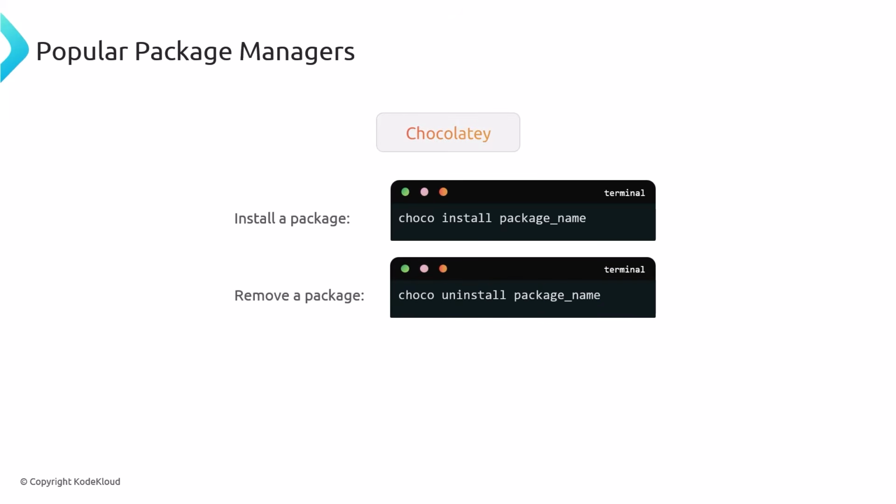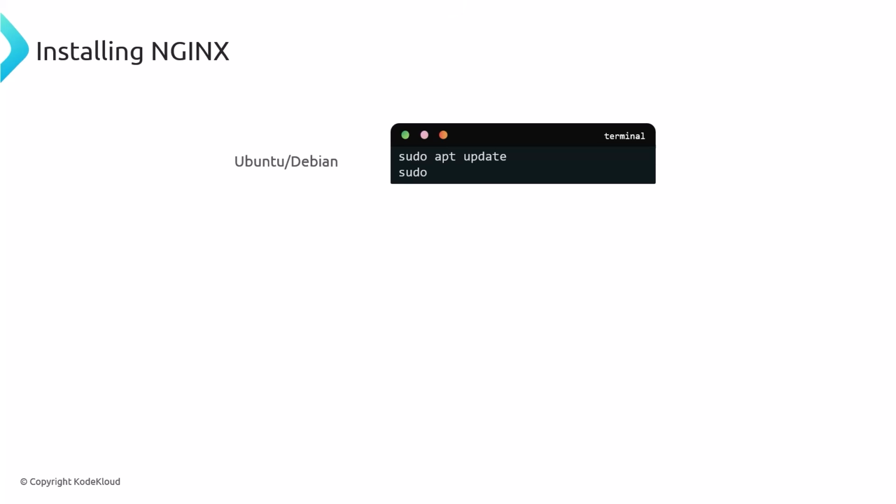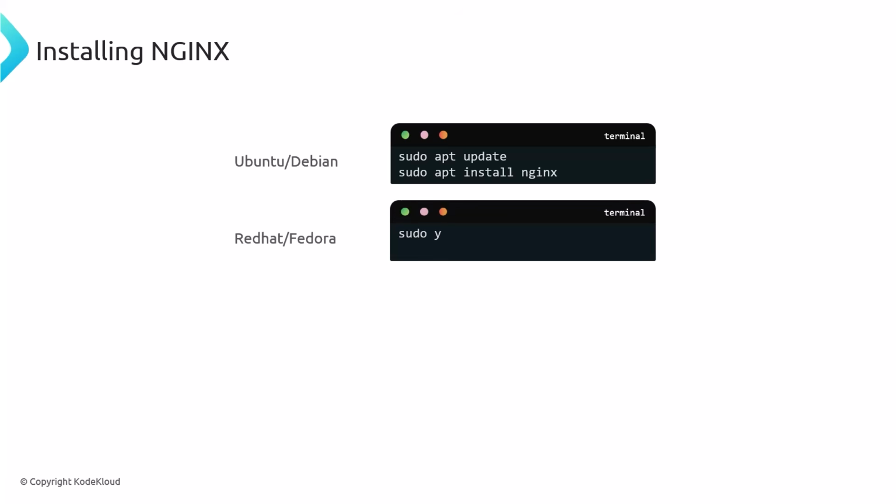These package managers are very powerful tools, and they make managing software much easier than doing it manually. So always use a package manager to install any packages unless it's not available. For example, if you wanted to install Nginx, you would first do sudo apt update, and then sudo apt install Nginx. If you wanted to do it on Red Hat or Fedora, sudo yum update and sudo yum install Nginx.